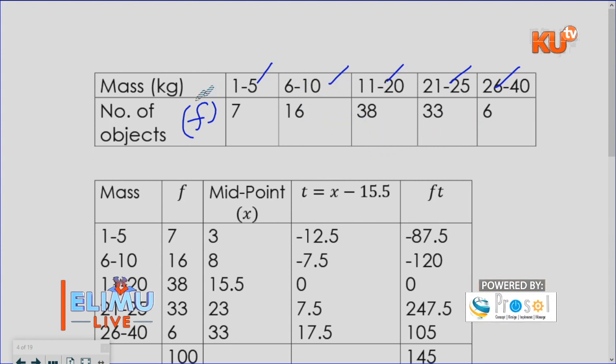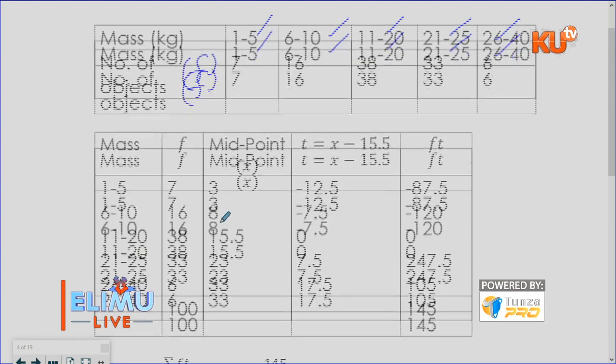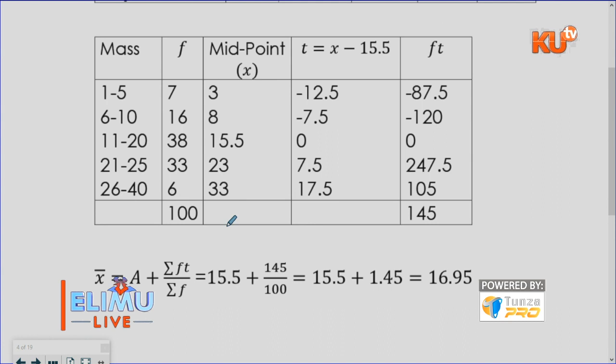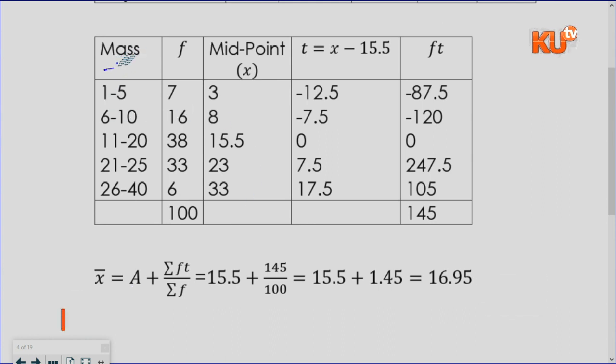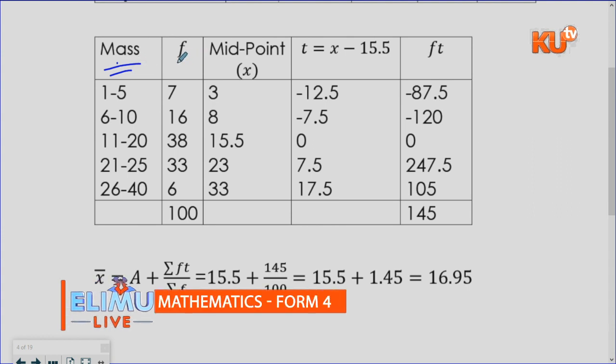Now, we cannot work on this table when it is this way. We have to customize it depending on the question, what we want. So we make it look like this in a vertical way. The first one, we have mass. Then we have F here, representing the number of objects or frequency. Now, you realize in our formula, we require T, then we require FT. But this is 1 to 5, so we cannot use 1 to 5 because this is a group. The whole of this is a group. We only need one value.